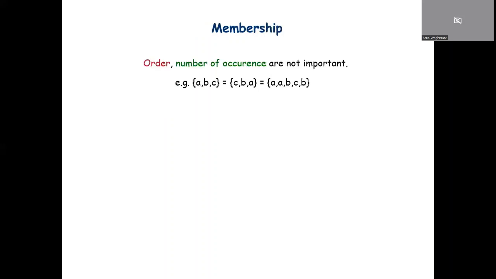In a set, membership order and number of occurrences are not important. Generally, whatever set we represent, one element occurs one time in a set. If an element occurs multiple times, we always consider it as a single element in the set.